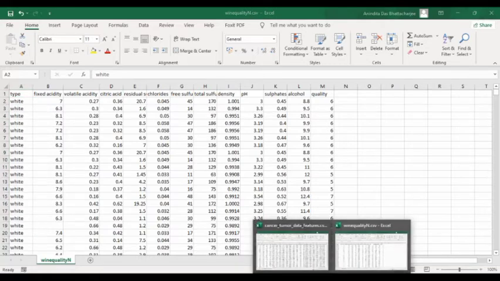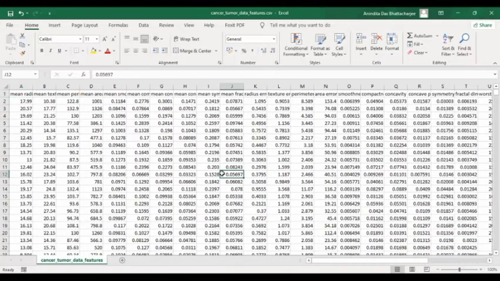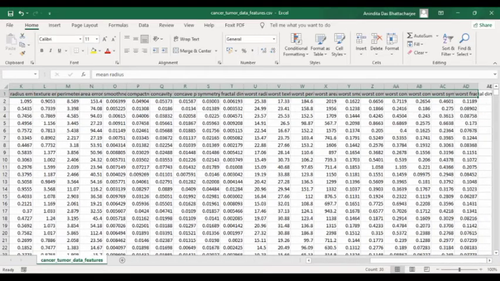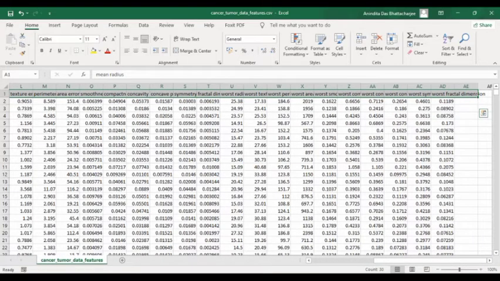Additionally, we have another data set which is a cancer tumor data set. It tells whether a particular tumor is cancerous or not. This data set contains the features of the cancer tumor. See, we have several features over here, and all these features are important in order to find whether a particular tumor is cancerous or not.